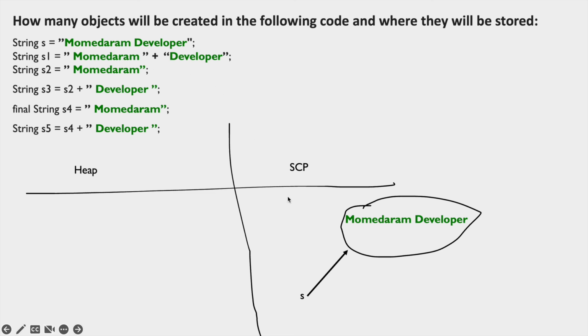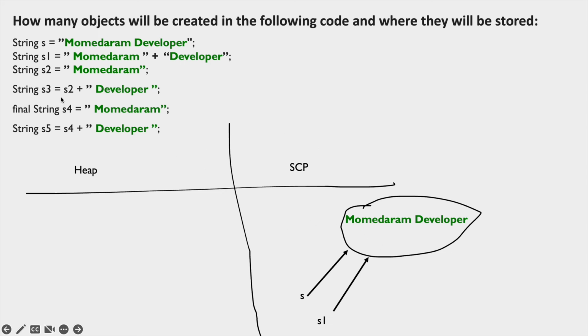So it will check in the string constant pool whether Momedaram developer, the same content, is already available. So the object won't be created in the string constant pool. It will just point to that object. So s1 will point to this Momedaram developer object.